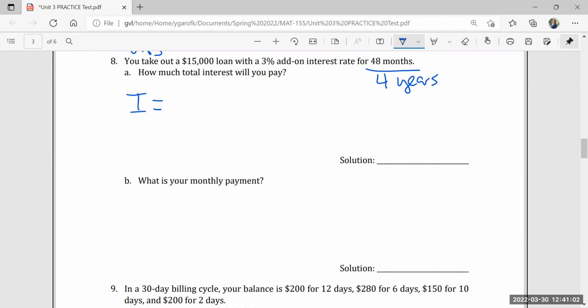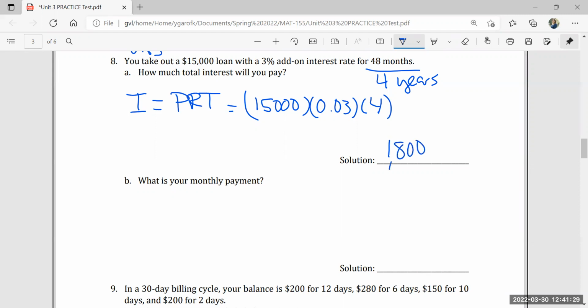So you're just going to have I equals PRT. Your P here is your 15,000. Your rate is 0.03. And your T is 4 years. And so if we multiply all of that together, we get 1,800. So you're going to pay $1,800 in interest.